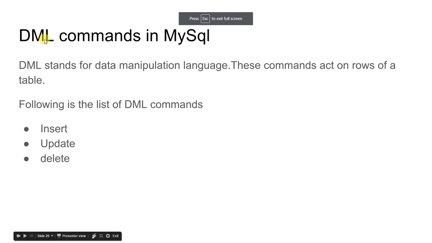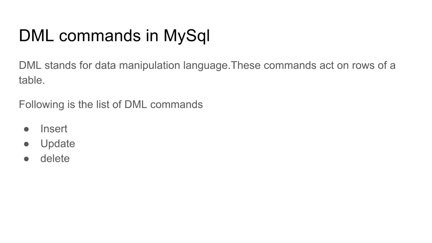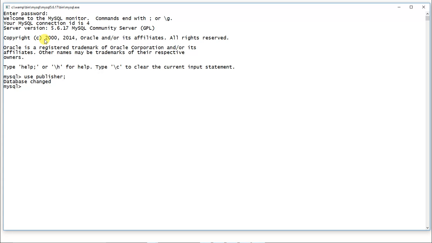DML stands for Data Manipulation Language, and always keep this in mind: whenever DML commands are used, they always work on rows. They perform some kind of operation on rows of a table. Insert, update and delete are examples of DML commands. So without wasting any time, I have one table, the student table.